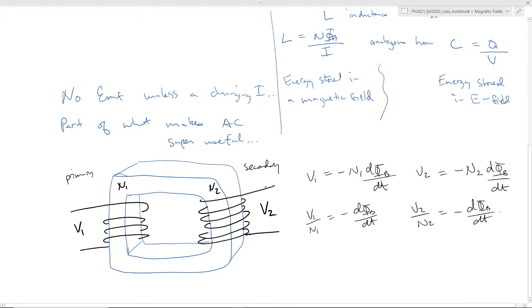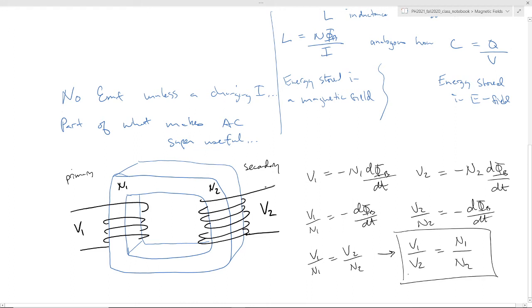And notice, if these are equal to the same flux, then these are equal to each other. And what does that mean? Well, the ratio of the voltages is equal to the ratio of the turns in the windings. And this device is called a transformer. And why AC current is so useful is that you can use it to change the voltage. So let me give you a couple examples.